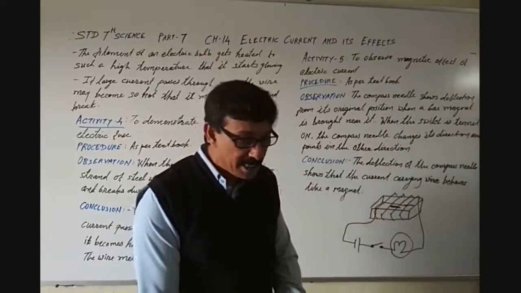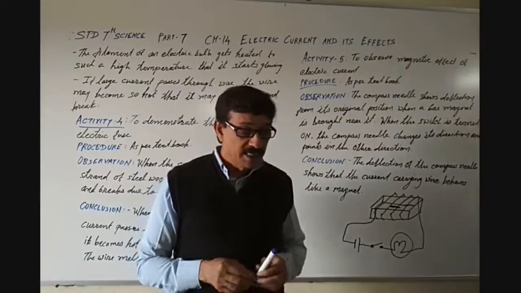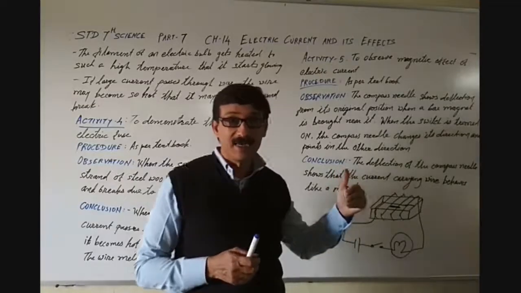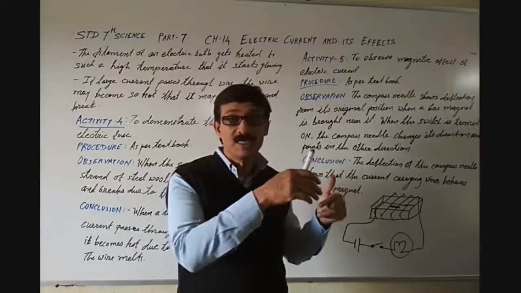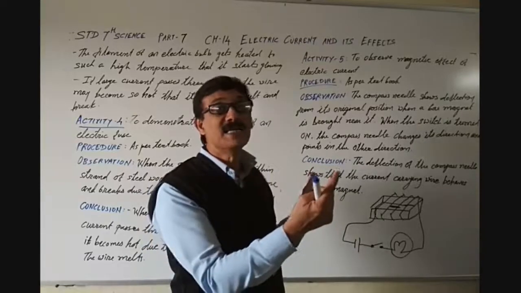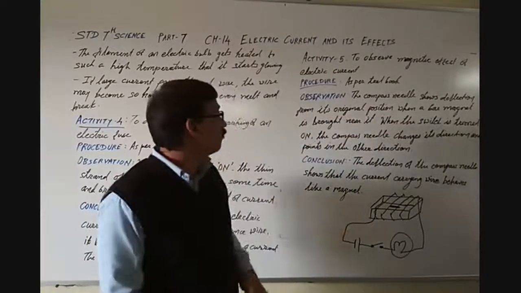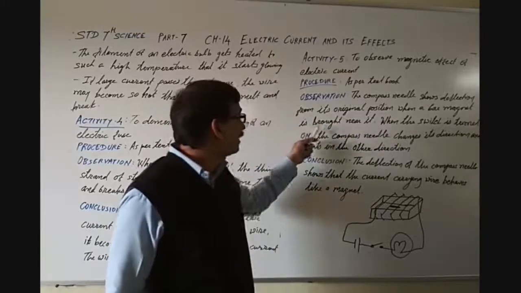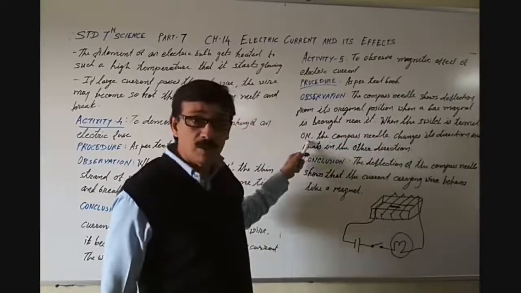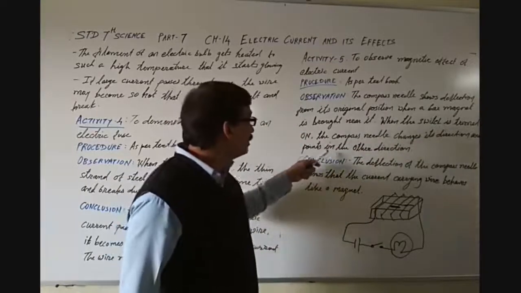We know that the needle of a compass is a tiny magnet which points in the north-south direction. When we bring this bar magnet near the needle, the direction of the needle will get deflected. At the same time, if we switch on the current, it will once again get deflected. The observation: the compass needle shows deflection from its original position when a bar magnet is brought near it. Then, when the switch is turned on, the compass needle changes its direction once again and points in the other direction.